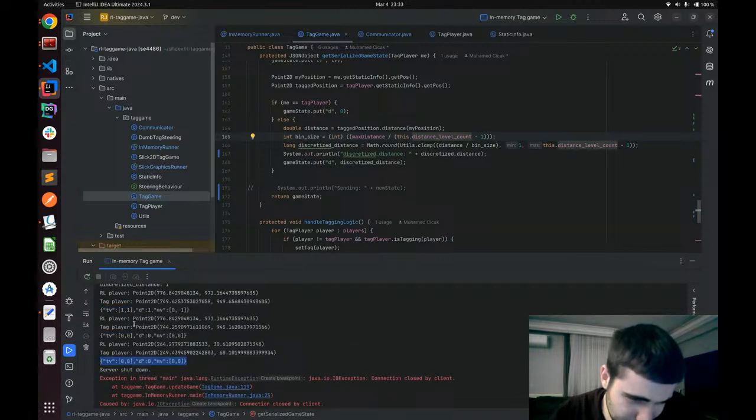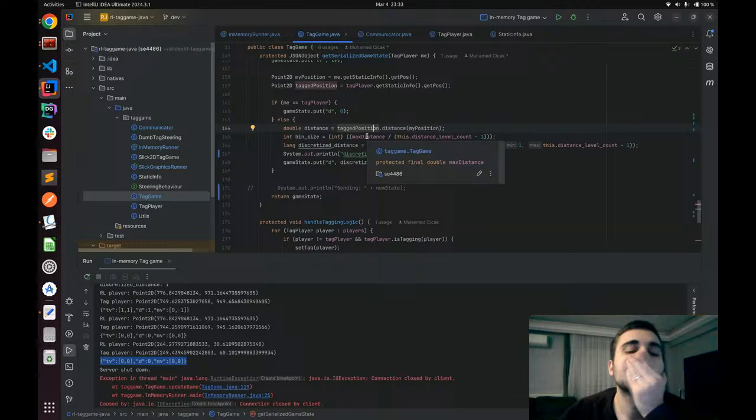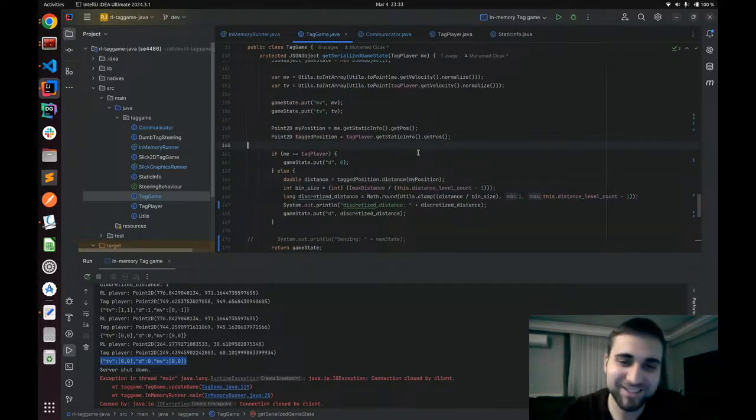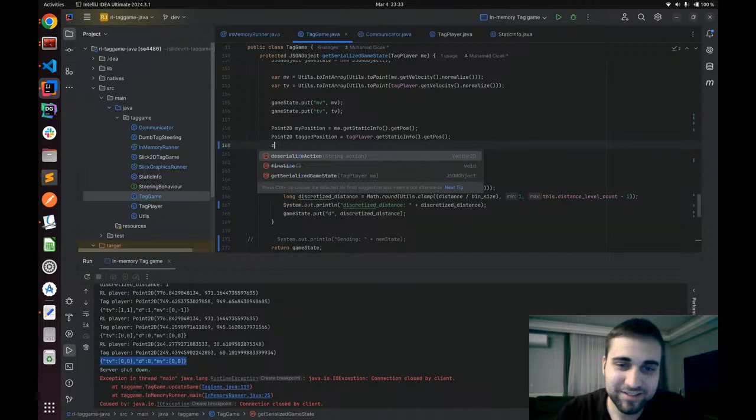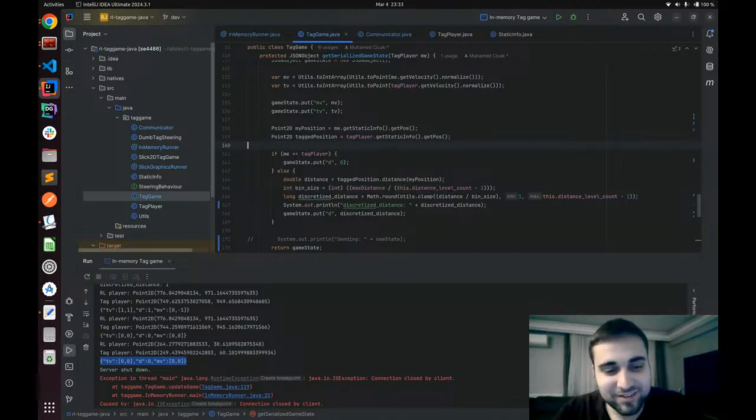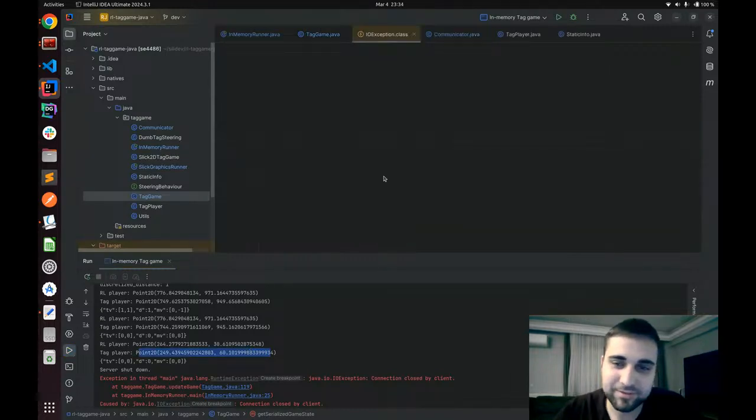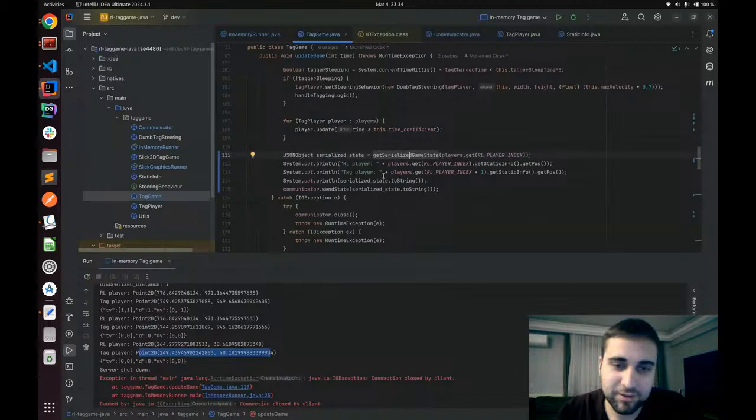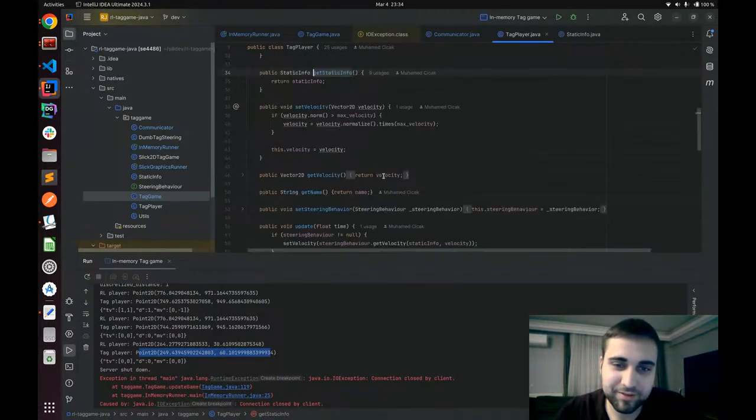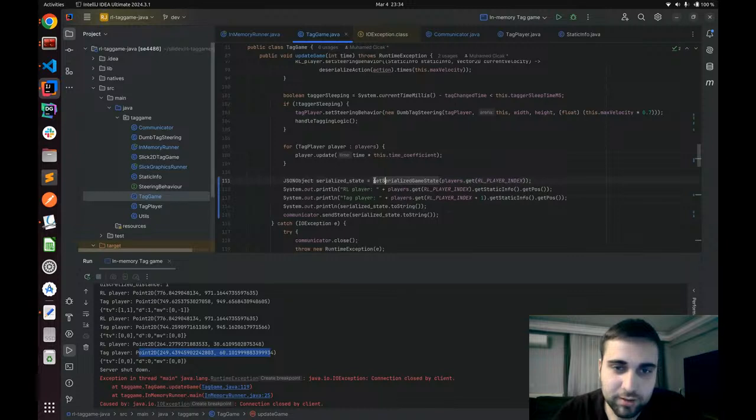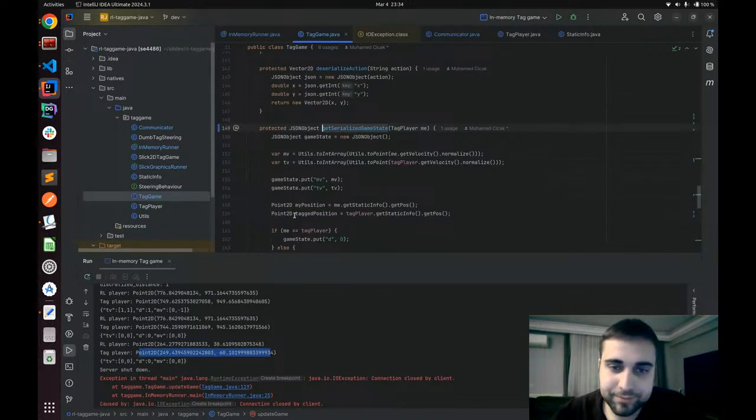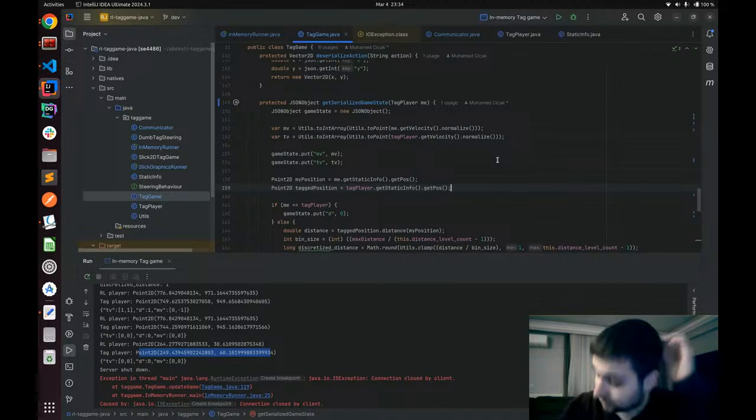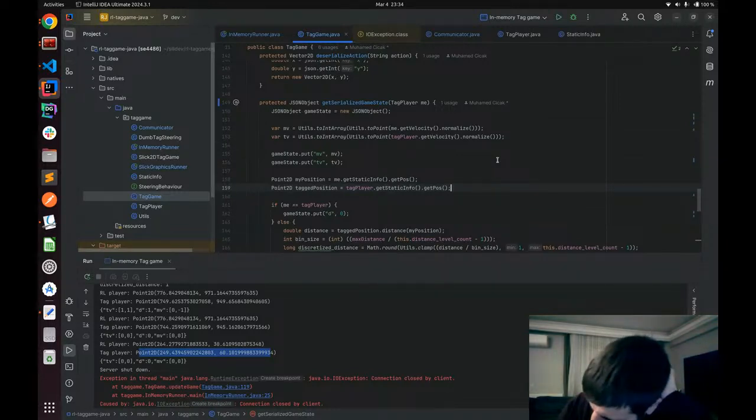What? No way. This is not possible. Legit. They have different positions, yet they're the same players? How is that possible? Okay. That's wild. Is that even possible?